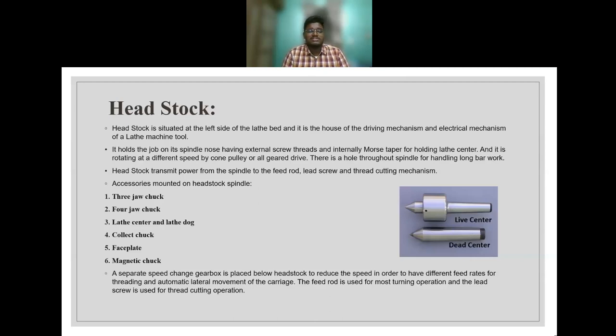As I told before, the headstock has a big motor which runs to drive the live center. The headstock itself is fixed, but the live center rotates as the motor runs, and the motor is used to rotate the material for the cutting operation. So this is the live center and this is the dead center. This is the headstock and this one is the tailstock.